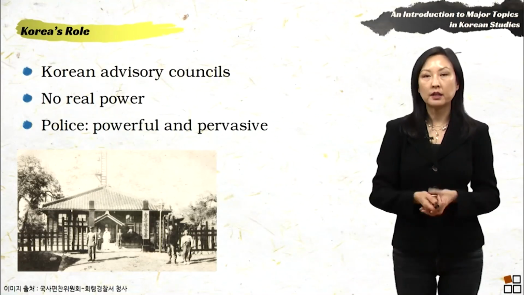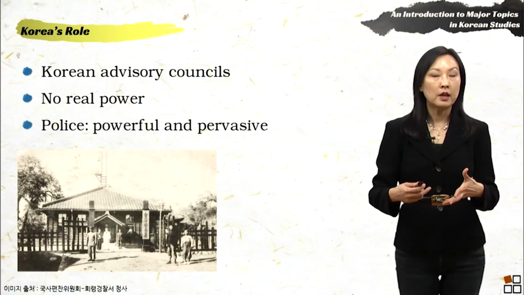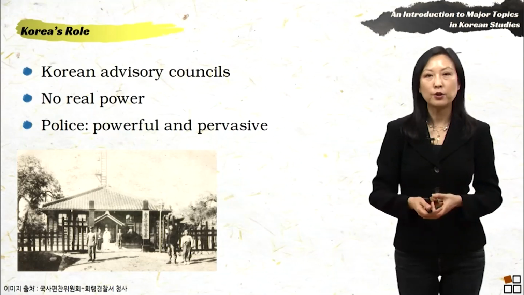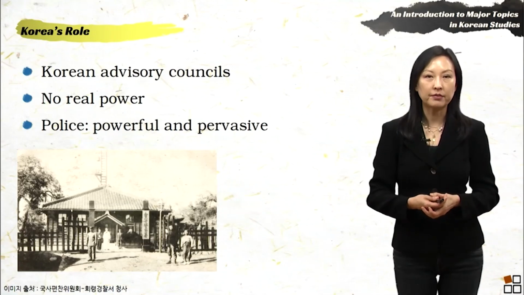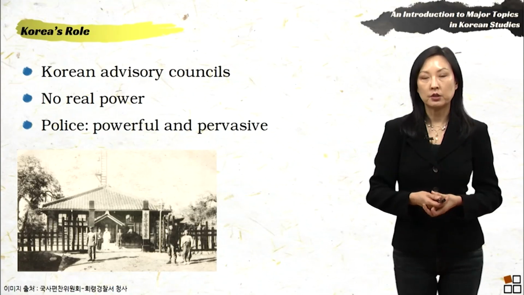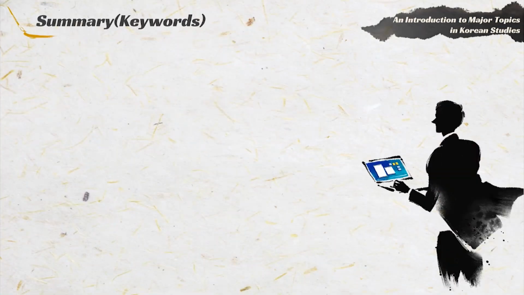Korea's role in the colonial administration was that they could perform an advisory role, but they had no real power. And the police, because they were so powerful and pervasive, they were able to stamp out any kind of opposition to the colonial administration.